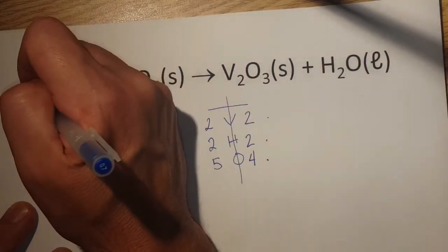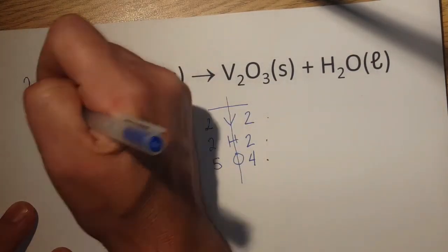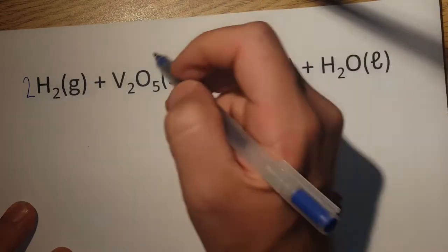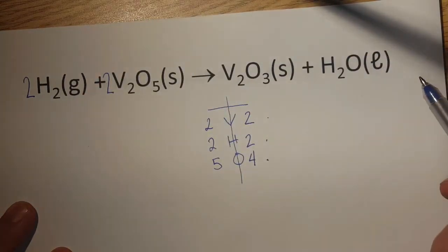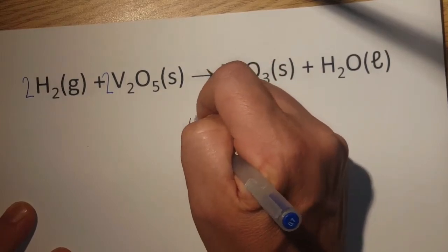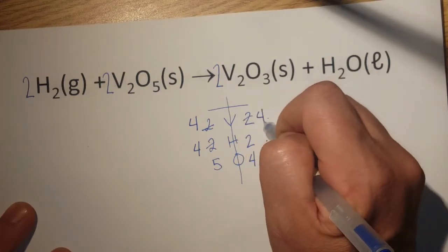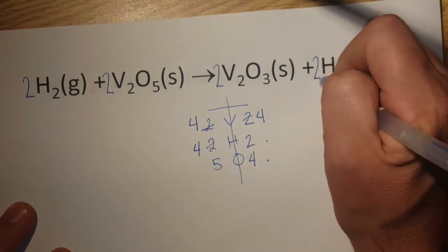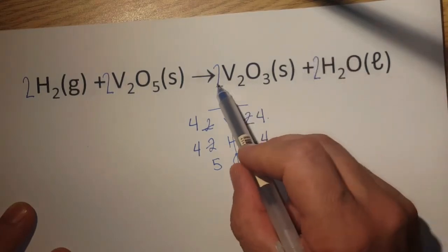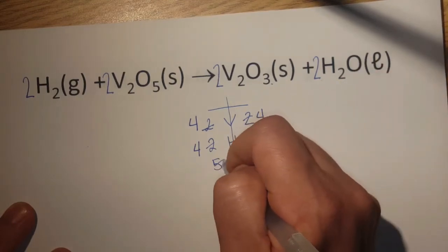So I'm going to go back and multiply the coefficients of the things that are balanced by 2. So I'm going to put a 2 here, and then a 2 there as well. Now I have 4 hydrogens, and I have 4 of those. That means I have to put a 2 here, and I'll turn that to 4. And I have to put a 2 here, and I'll turn that to 4. Now when I look, I have 2 times 3 is 6, plus 2 is 8, and I have 10.